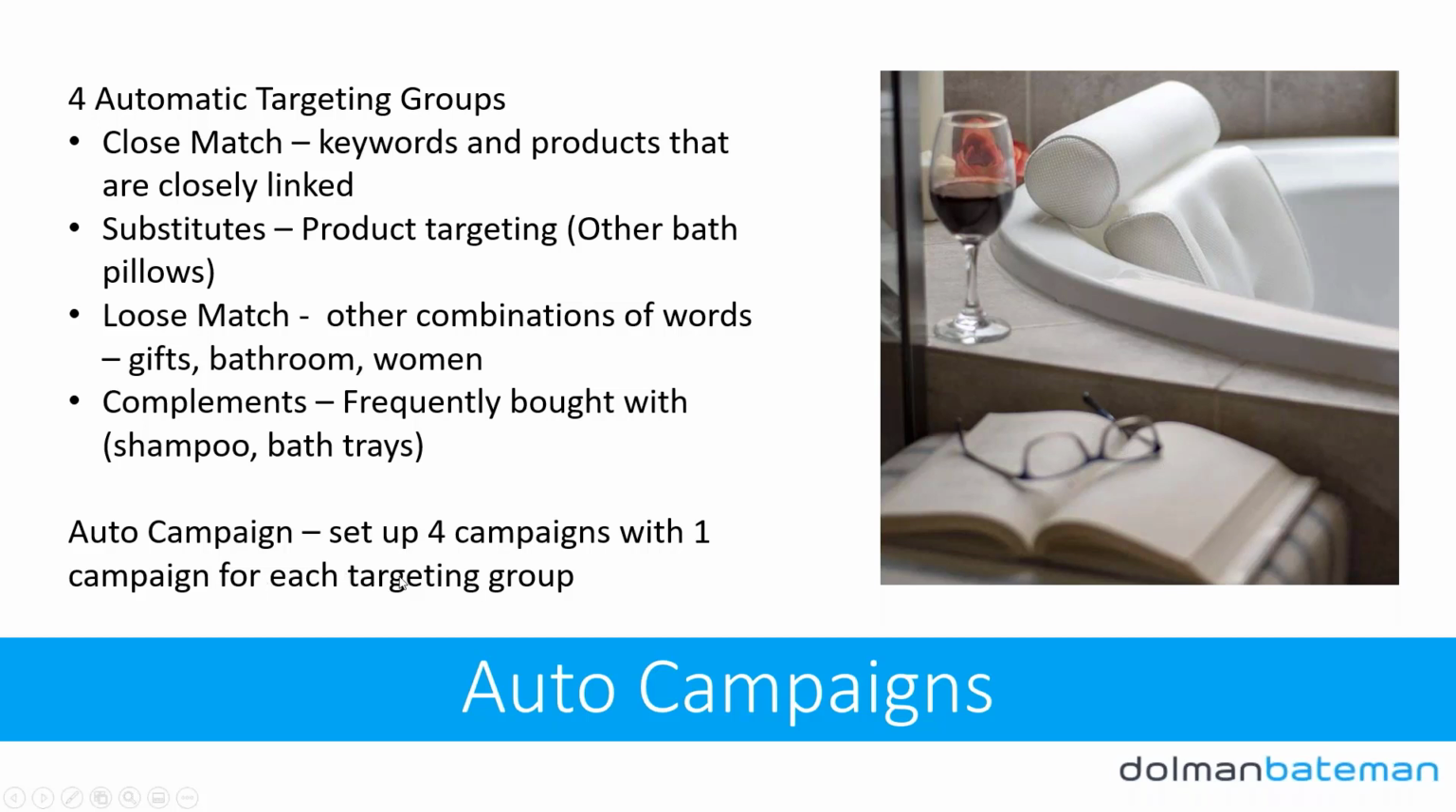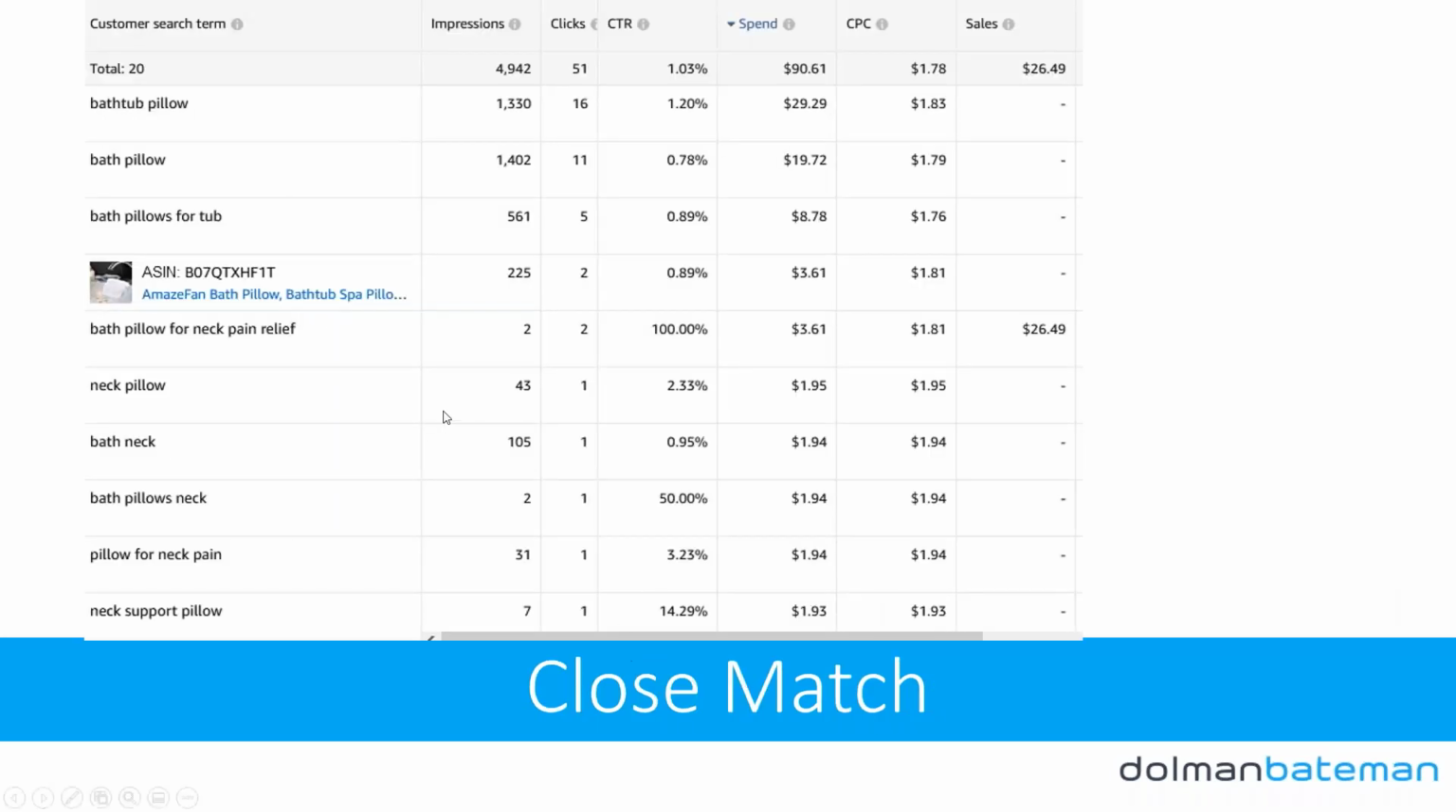So let's see what things we found out from it. Okay, this is the close match. So this is things that are closely related to it. You can see here we've got a bathtub pillow, a bath pillow, bath pillows for tubs. We've got this Amaze fan, so we've got a bit of product targeting there. And we've sorted this by the spend. So neck pillow, bath neck, bath pillows neck, pillow for neck pain, etc. So we've got, from this, 1 sale for bath pillow for neck pain relief.